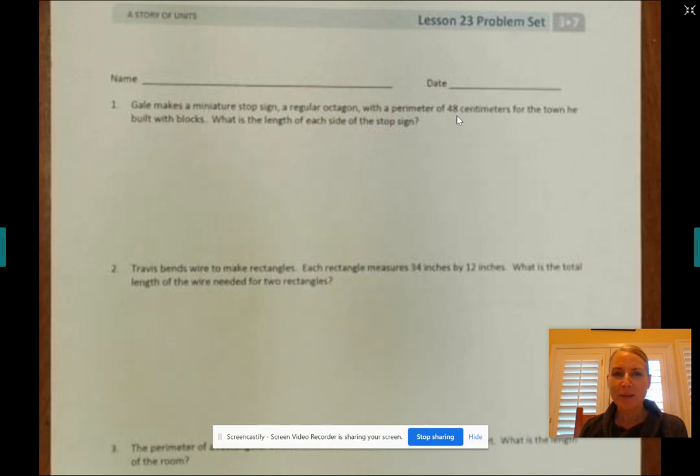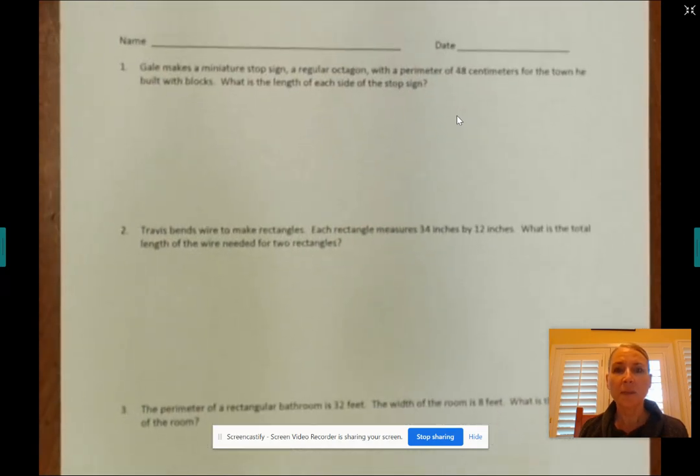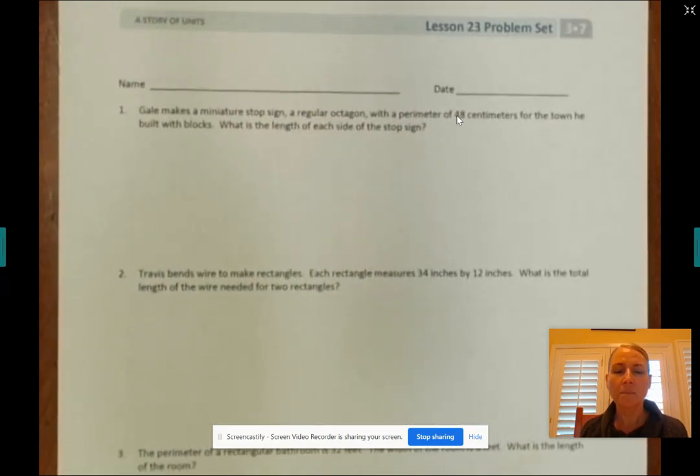Good morning, everybody. All right, today we are doing lesson 23 problem set, and we're going to graduate into word problems that tie everything up. We're going to be drawing polygons, labeling side lengths, throwing in some tape diagram work, and also calculating perimeter, and maybe even possibly some area. So we've got it all bundled up in today's lesson.